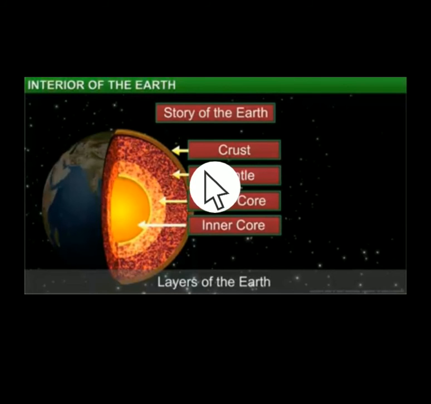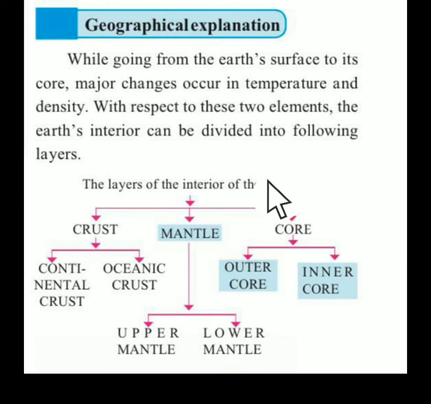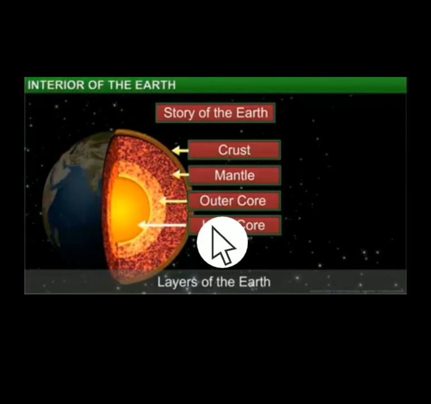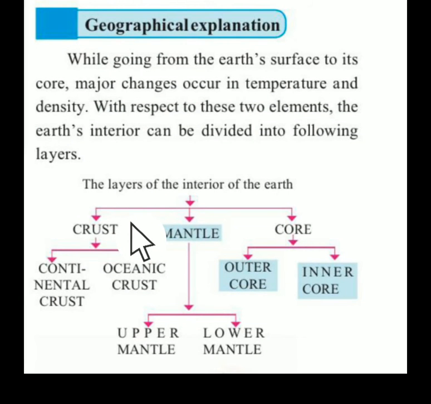My dear students, see here, this is the earth's surface, the crust. Now we are going to go from the earth's crust to the core. See, here is the core. So the core is the innermost layer, the crust is here, and the innermost layer is called the core. We are going to see what kind of changes occur as we move from the earth's surface to the earth's core.